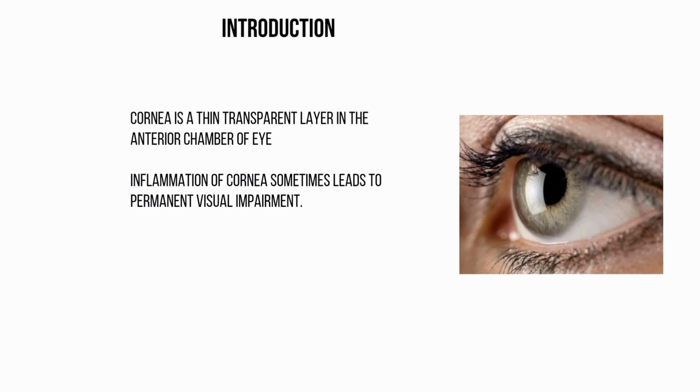Cornea is a thin transparent layer which is seen in the anterior chamber of the eye. Here on the slide, you could see a human eye which looks so beautiful. It's a healthy eye with a healthy cornea. The cornea gives the brightness and the glazing to our eyes. Inflammation of the cornea may lead to permanent visual impairment.